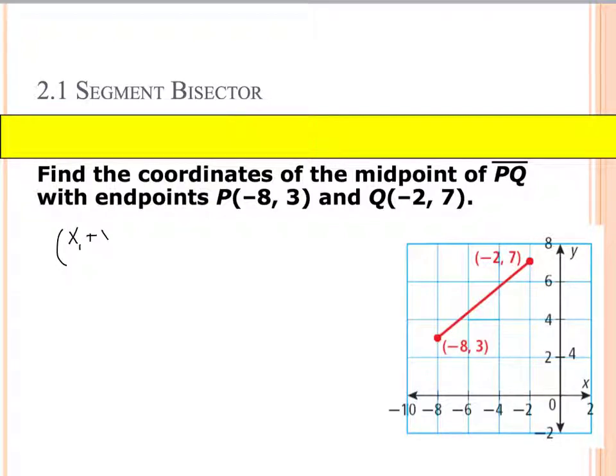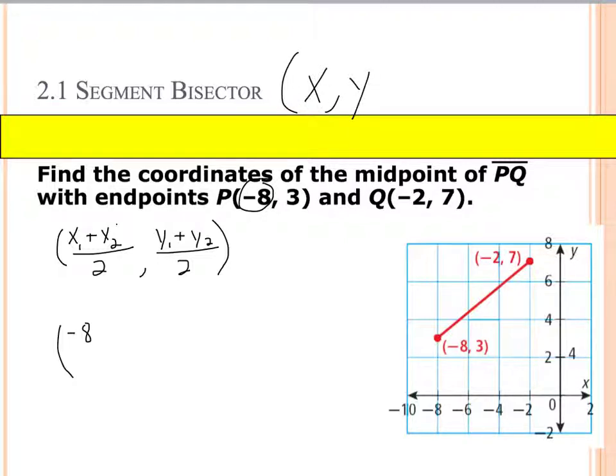X1 plus X2 all over 2, and Y1 plus Y2 all over 2. Adding both of those and dividing by 2. So in coordinate P, what is our X value? It is going to be -8. Okay, so that -8, remember, it always goes X then Y. Don't forget about that. X then Y.